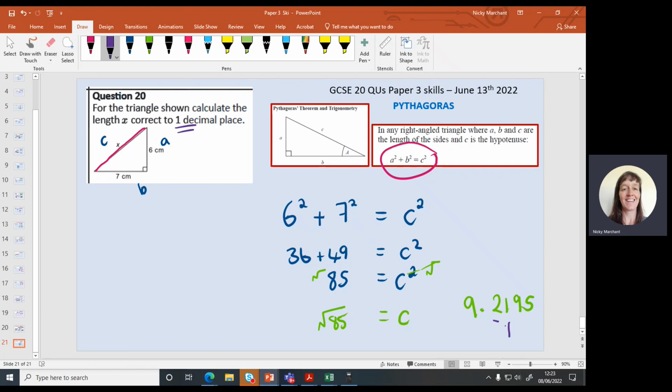We're going to look there. That 1 keeps it down at 2. If it had been a 5, 6, 7, 8, or 9, it would round up to a 3. So be very careful on your rounding. There is also a slide on the revision PowerPoint coming out that talks about rounding carefully into significant figures and decimal places. So final answer there, 9.2 centimeters, because I'm finding the longest side. I'm doing a forward Pythagoras.